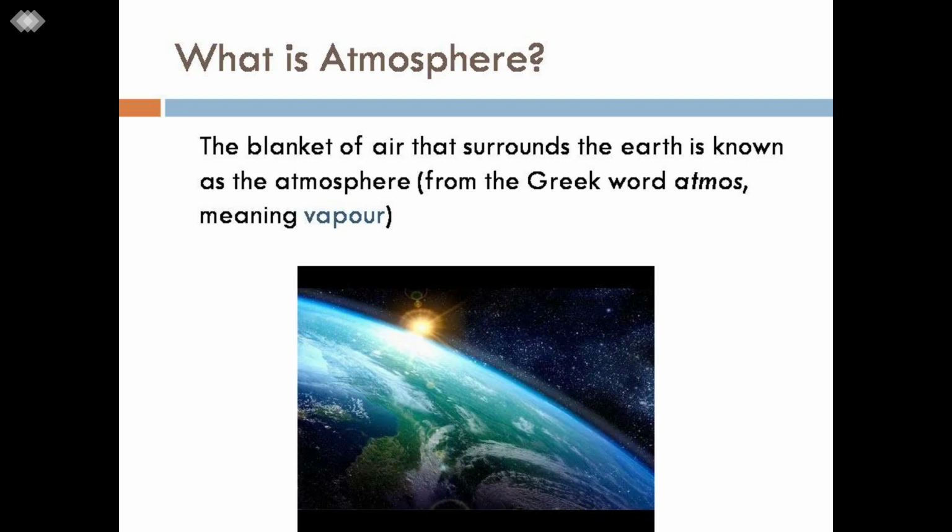The blanket of air that surrounds the Earth is known as the atmosphere, from the Greek word atmos, meaning vapor. The atmosphere extends more than 1,000 kilometers above the Earth's surface. It is held in place by the Earth's force of gravity.